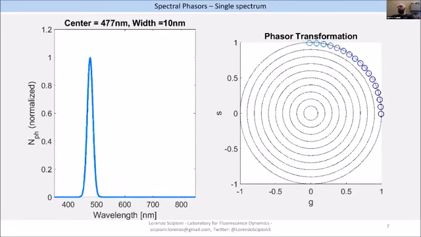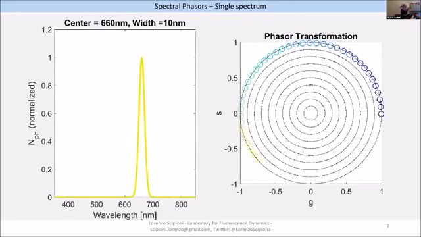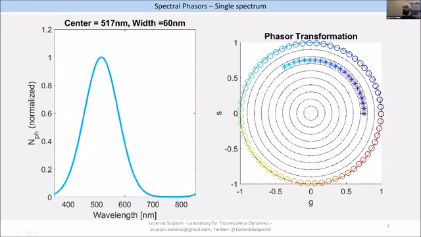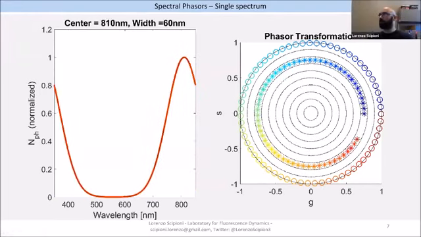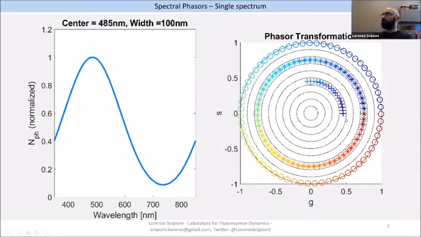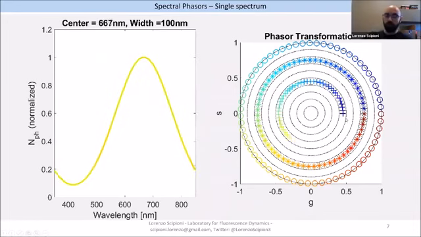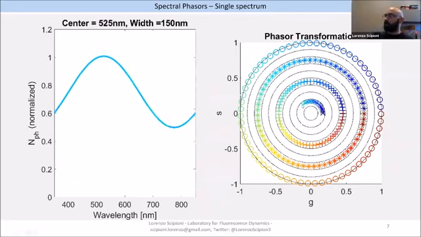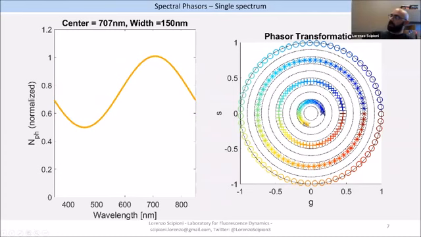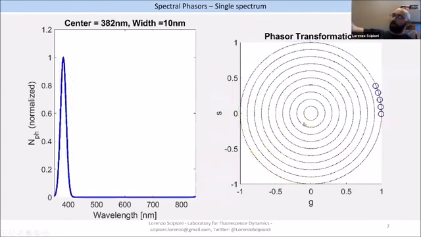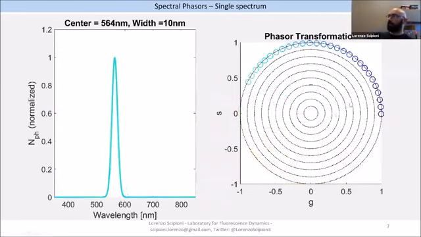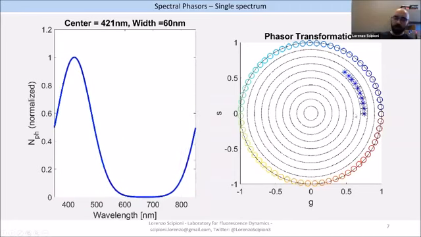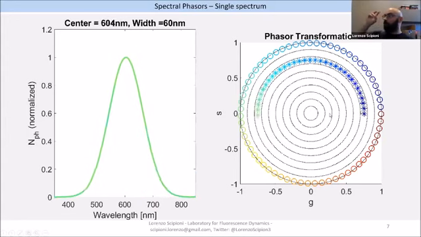For the spectra, it is something similar, although there's much more space in the phasor. So you can virtually occupy any space with spectra. And here it is more convenient to describe it in polar coordinates. So in this case, you will have the angle. As you can see, the angle is higher the more redshifted the spectrum is. So blue spectra will have a narrow angle, and then green, orange, red, and so on.